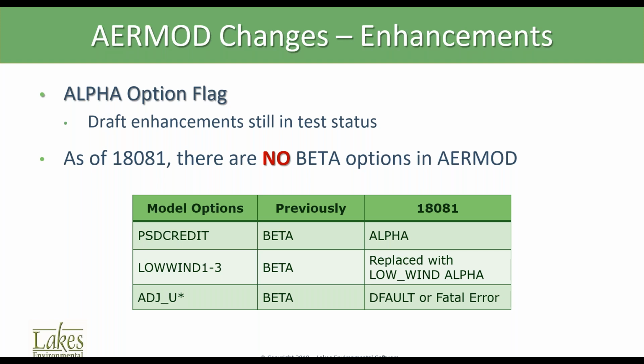And the adjust U star implementation has been further refined. It was made partially a regulatory default option in 16.2.16R, but the beta status was still held for some cases. Now the beta option has been removed entirely, and adjust U star is considered either regulatory default or nothing at all. A fatal error will be issued if it is improperly used. And of course, adjust U star also involves some AERMET usage, so you have to pay attention to how that option is used within AERMET to make sure it's going to be used properly within the new AERMOD 18081.